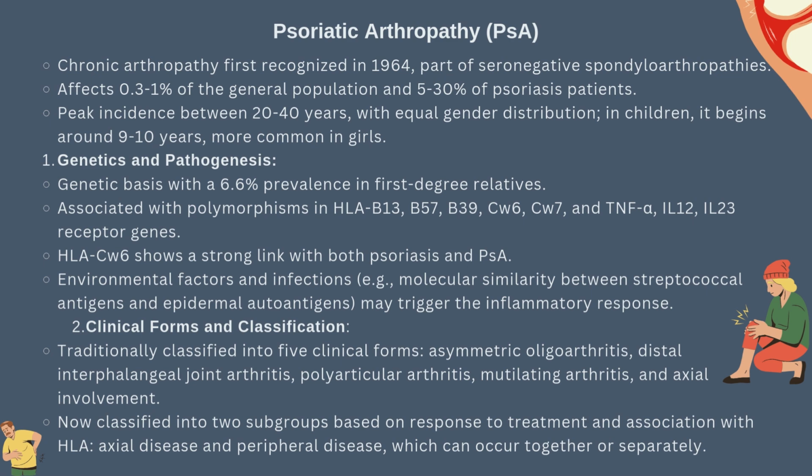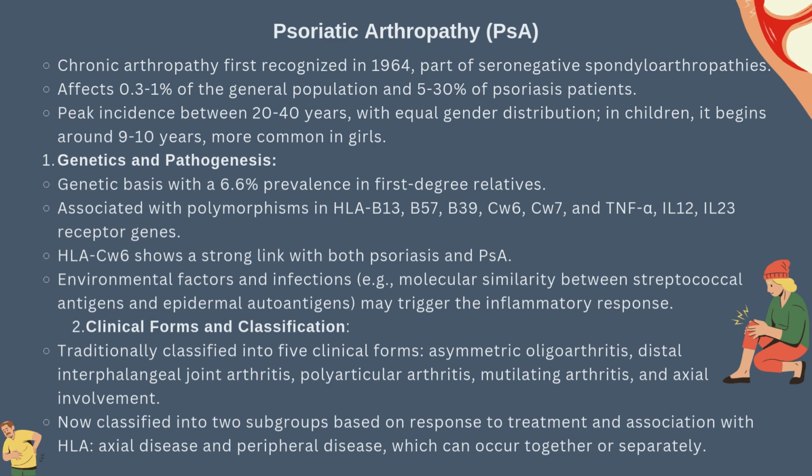Psoriatic arthropathy, a chronic arthropathy first recognized in 1964, part of the seronegative spondyloarthropathies, affects 0.3 to 1% of the general population and 5 to 30% of psoriasis patients. Peak incidence between 20 to 40 years, with equal gender distribution. In children, it begins around 9 to 10 years, more common in girls.